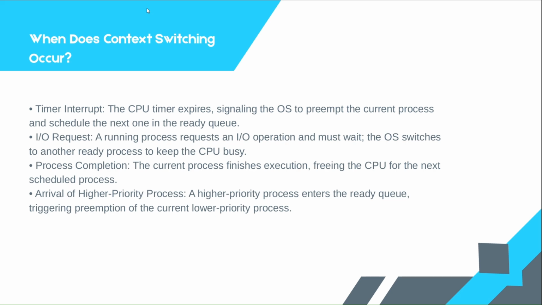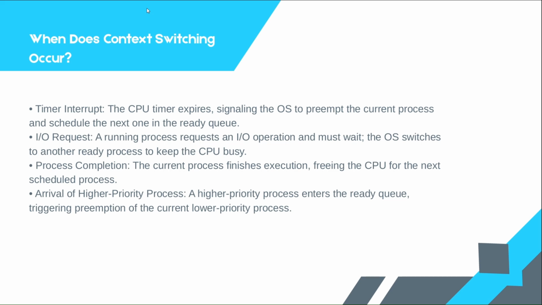The fifth situation is higher priority process arrival. Suppose a low priority process is currently using the CPU. Suddenly, a high priority process arrives. In a preemptive scheduling system, the operating system immediately saves the low priority process and gives the CPU to the high priority process. This ensures that critical tasks are completed without unnecessary delay.